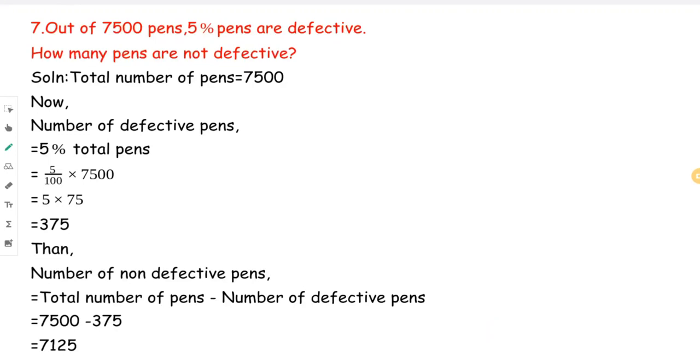Question number 7. Out of 7,500 pens, 5% of the pens are defective. We have to find the number of pens that are not defective. Okay, so how do we do this? 5% of the pens are defective, right? But we don't know how many pens, because they have given us only in terms of percentage.